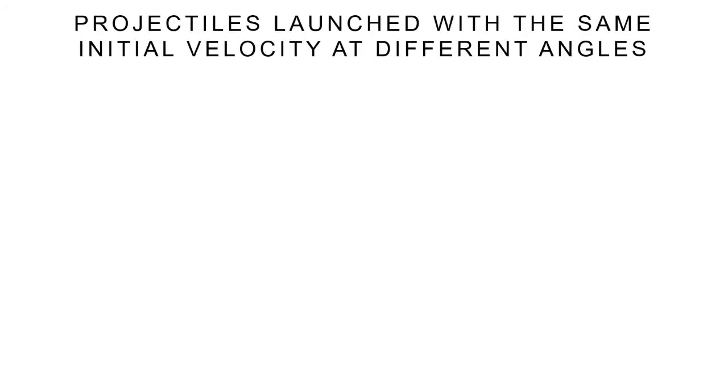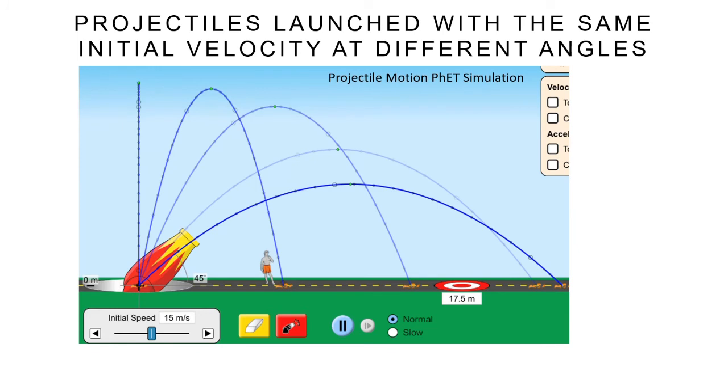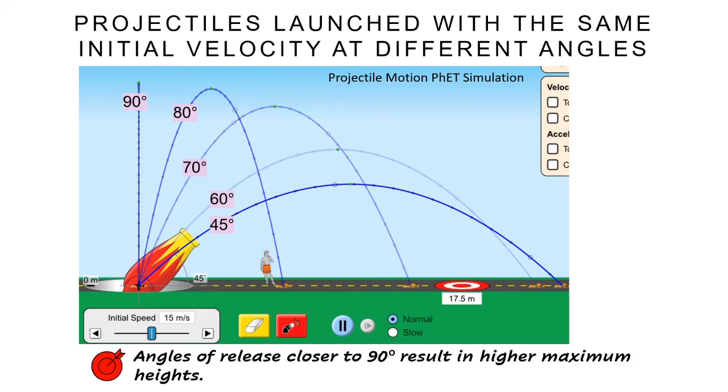Let us now investigate the relationship between the angle of release and the height and the range of the projectile. Let us compare the ranges and the heights reached by the projectile launched with the same initial velocity of 15 meters per second, forward at the following angles: 45 degrees, 60 degrees, 70 degrees, 80 degrees, and 90 degrees.